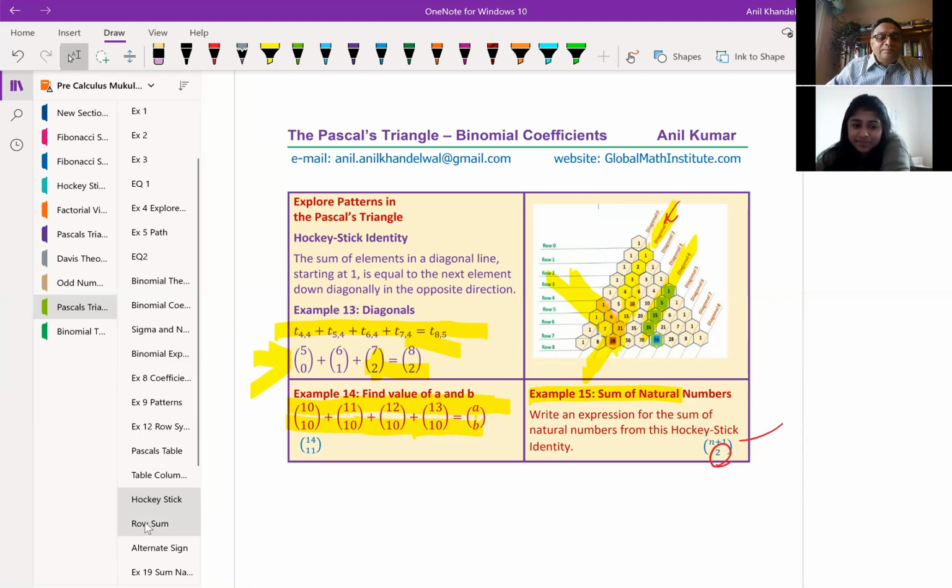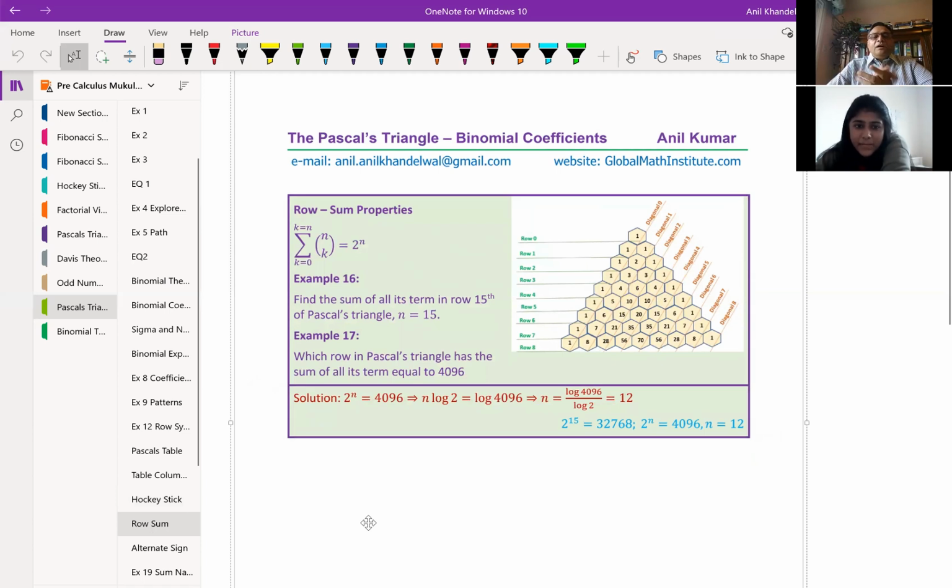Okay. Now, we are looking into another property of Pascal's triangle, which is called the row sum property, right? Where I made a mistake in typing. So the row sum property is when you add the numbers in a row, you get 2 to the power of n as your answer, right? So here is a tricky question. Example 16. Can you please read the question and answer it?